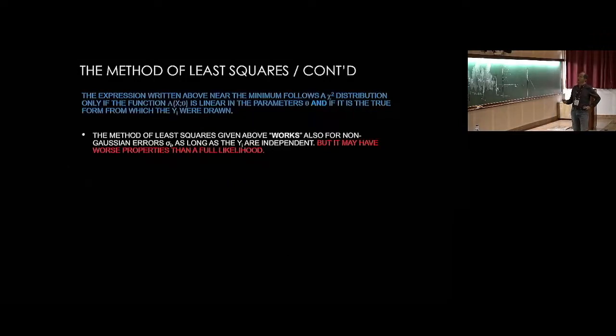So this expression has this property that it is itself a sampling distribution because it's a derived quantity of some sampled y's that are Gaussian distributed, and it behaves as what is called the chi-squared distribution, which is the ugly formula I showed to you this morning, okay? It is like this only if the function lambda, which I don't know why here it's capital, is linear in the parameters, and if it is the true form from which the y were drawn.